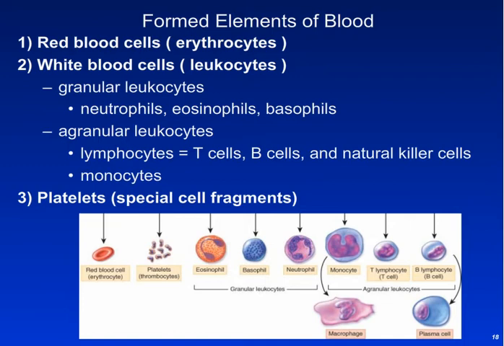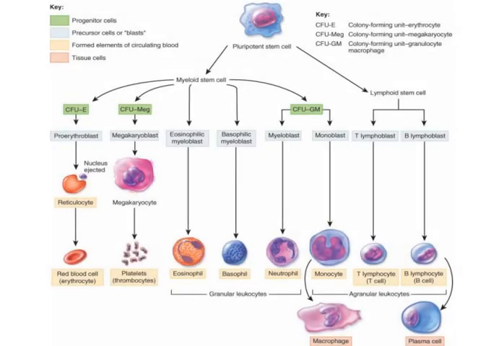And finally, we have our platelets, otherwise known as thrombocytes. Platelets are in fact fragments of cells, they're not whole cells, and these fragments help with the process of hemostasis, or blood clotting, if we have a break in a blood vessel. All of the formed elements, including the thrombocytes, the leukocytes, and the erythrocytes, are derived and manufactured in the red bone marrow, which is located within spongy bone.